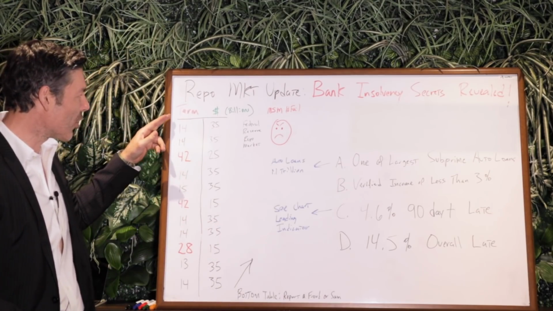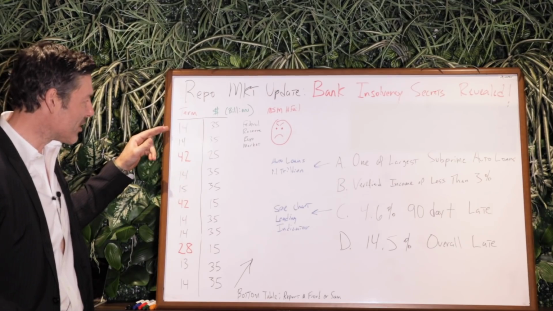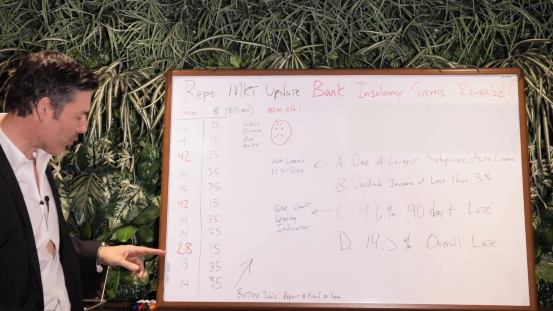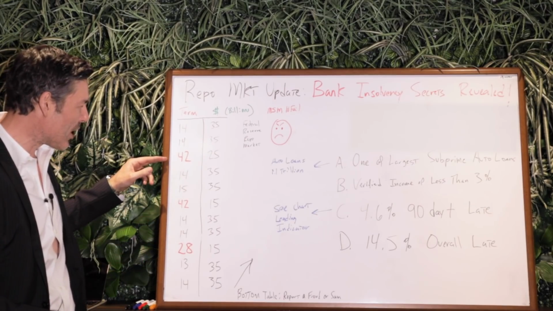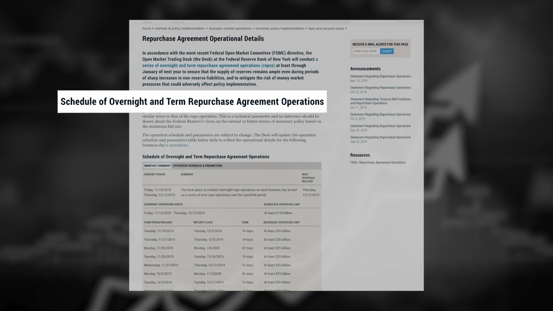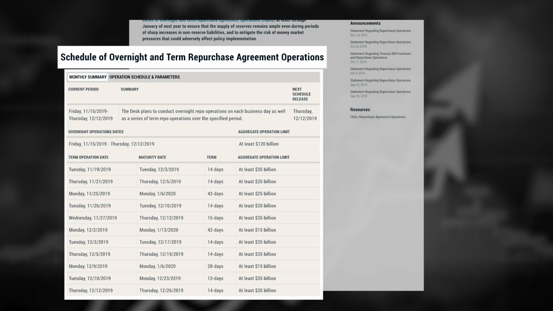They've bumped the term loans from 14 days to some point all the way up to 42 days. We've got 28 days here, 42 days here. We'll put up a table right now. This is the Fed's projections of what they'll be doing in the term repos in the near future. The billions of dollars on this side have stayed relatively consistent. We've got 35 billion, 25. Down here we've got 15, 35, 35, 15, 35, and 35.